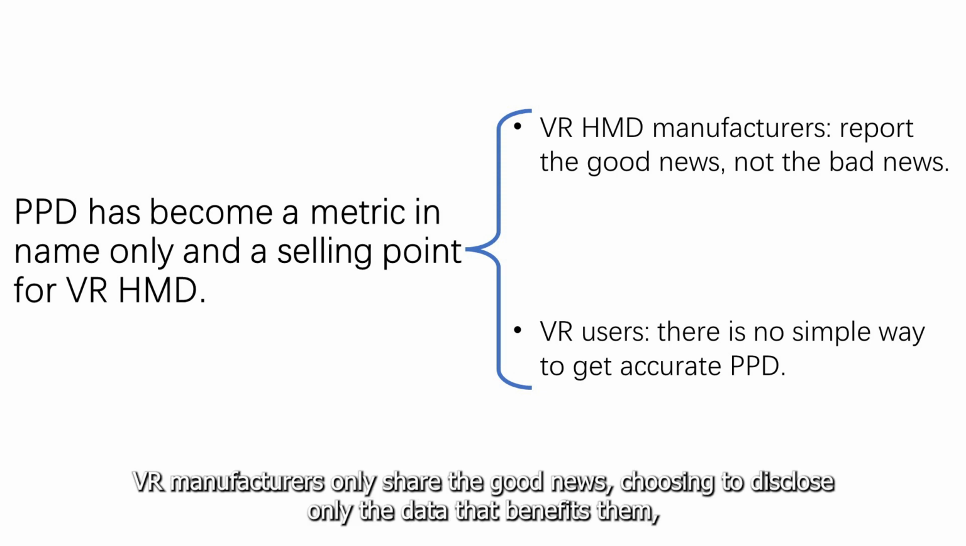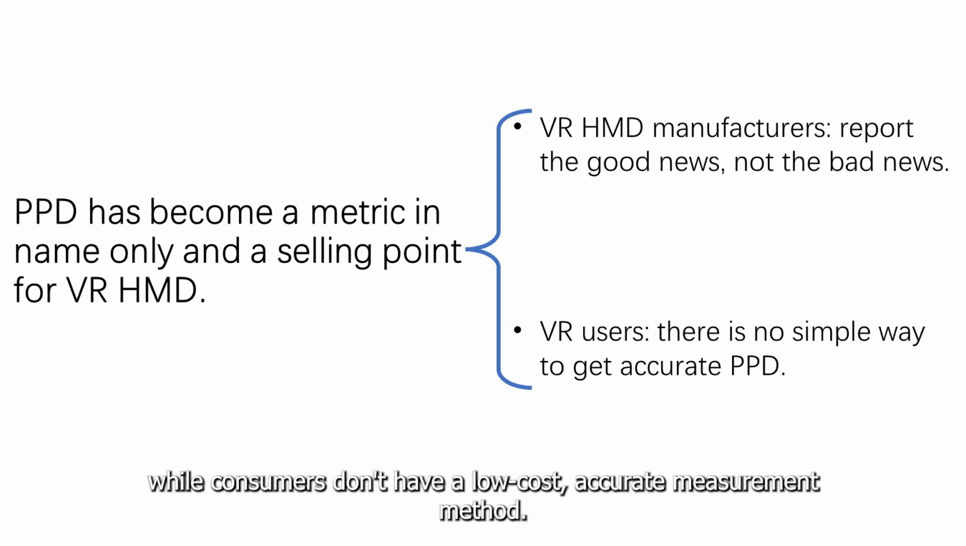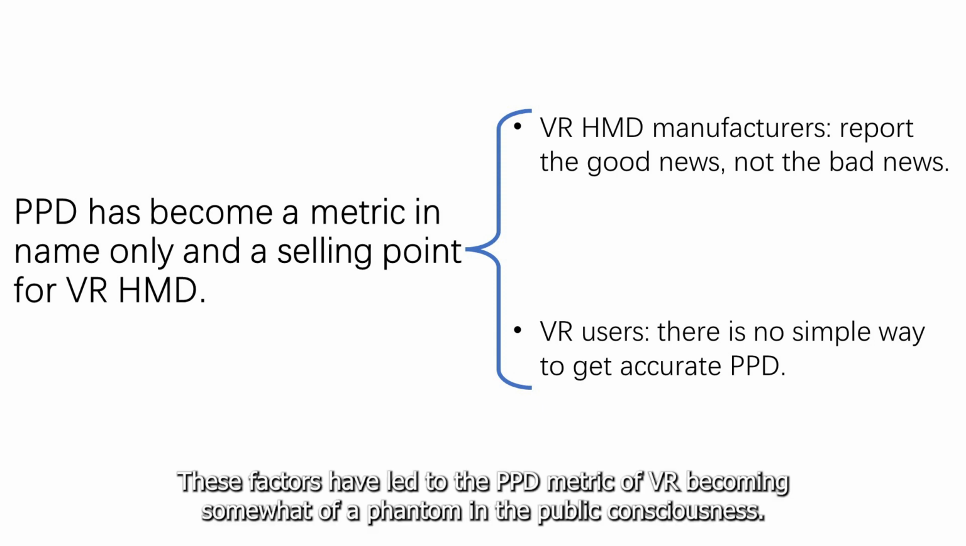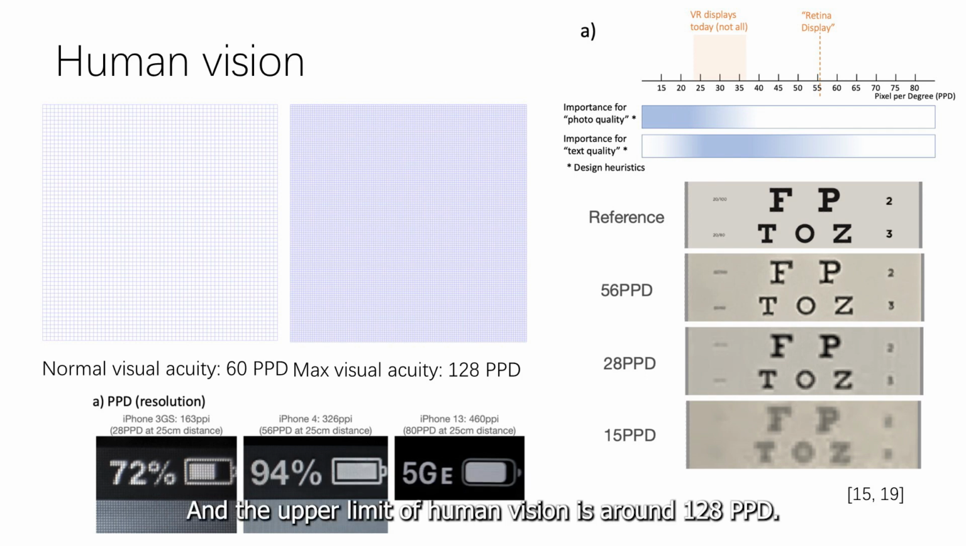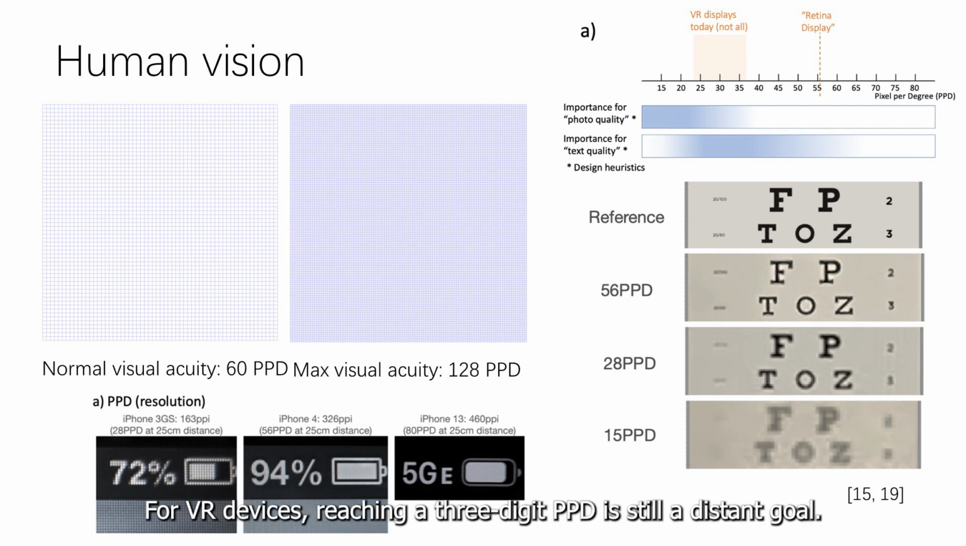VR manufacturers only share the good news, choosing to disclose only the data that benefits them, while consumers don't have a low-cost, accurate measurement method. These factors have led to the PPD metric of VR becoming somewhat of a phantom in the public consciousness. The normal visual acuity of the human eye is roughly equivalent to 60 PPD, and the upper limit of human vision is around 128 PPD.